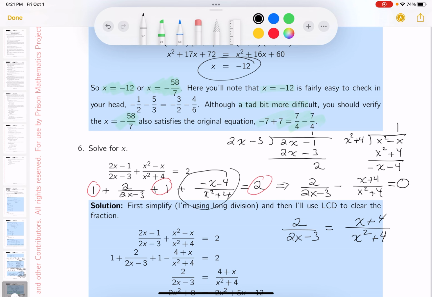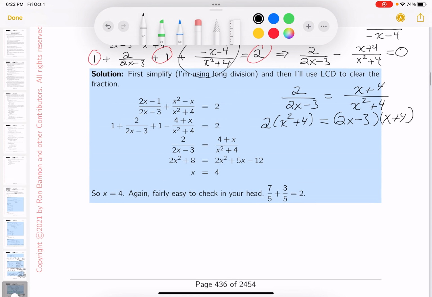And what's the LCD? Well, it's pretty simple. It's 2x minus 3 times x squared plus 4. And if you multiply both sides by the LCD, you'd end up with this equation here: 2 times x squared plus 4 equals 2x minus 3 times x plus 4. Now, the students that are familiar with cross multiplication, it looks like cross multiplication to them. I'm not saying it doesn't, but we multiplied both sides by the LCD.